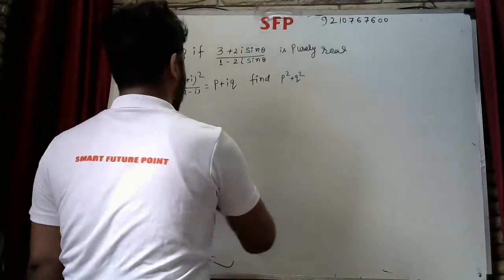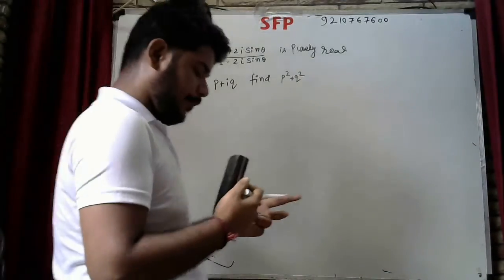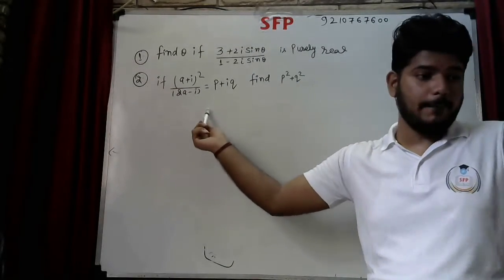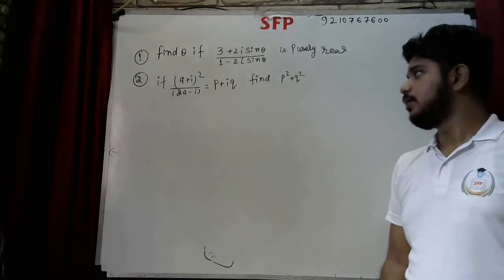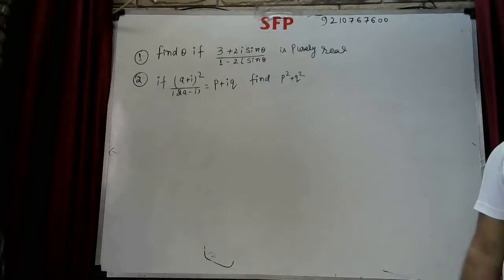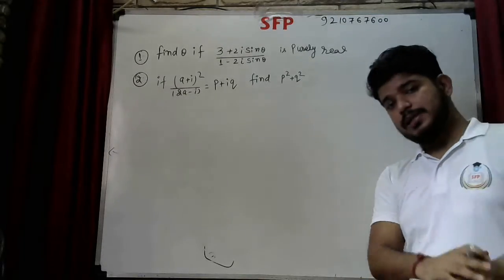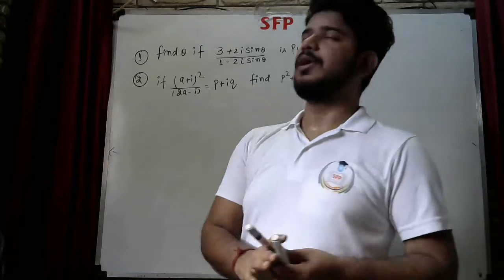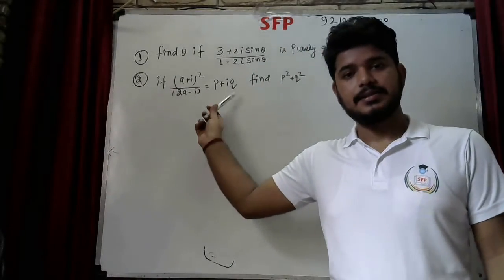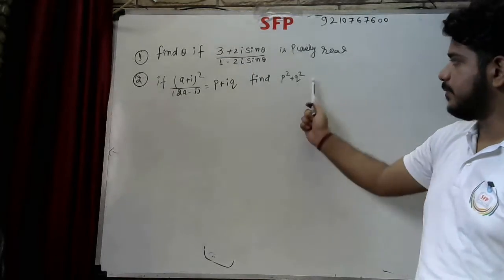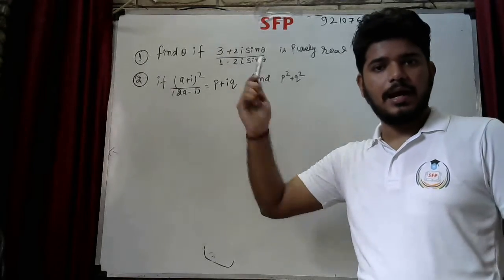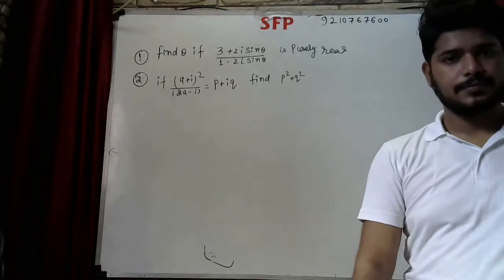This question is (a plus iota) whole square divided by 2a minus iota is equal to p plus iota q. We have to find p square plus q square. Fine. So in this type of question, we have to find p square plus q square, and we know that q is the imaginary part of this number, and we have to get the square of both of them. So just take the conjugate of this number and multiply.